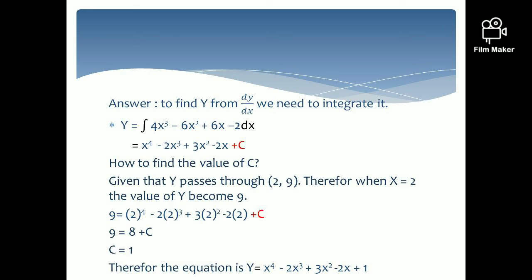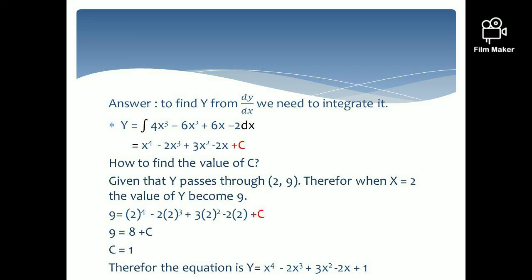Okay, let's try to work out the answer. If you want to get y, we need to integrate the dy by dx function. Therefore, to obtain y, we need to integrate 4x cube minus 6x squared plus 6x minus 2 dx. The integration would be x to the power 4 minus 2x cube plus 3x squared minus 2x plus c. Then our objective is to find the value of c, the constant added to this expression.